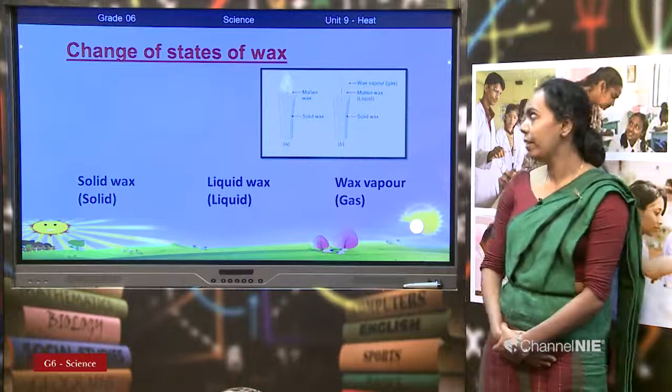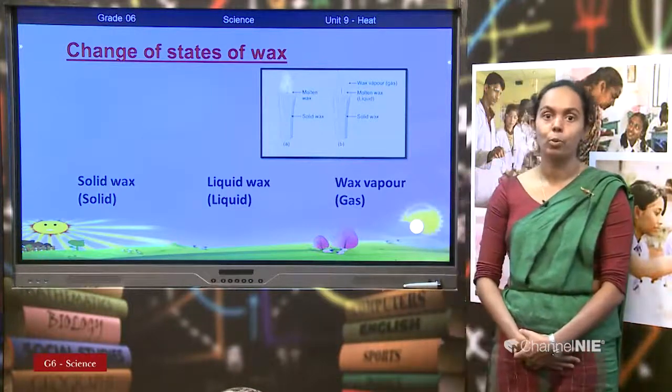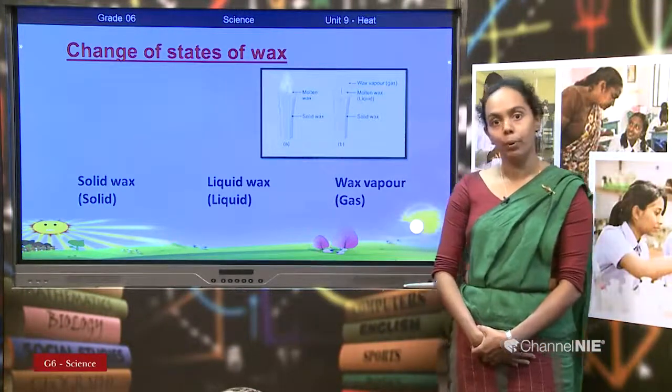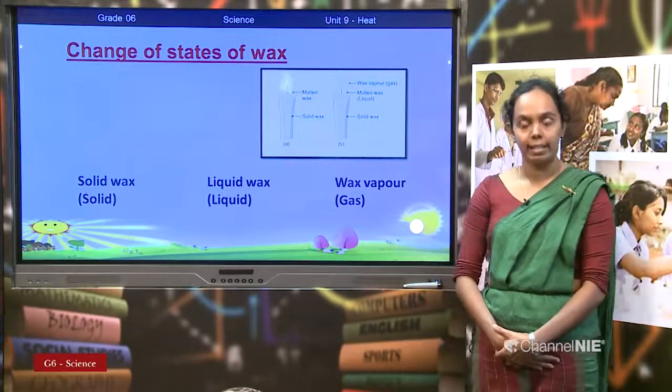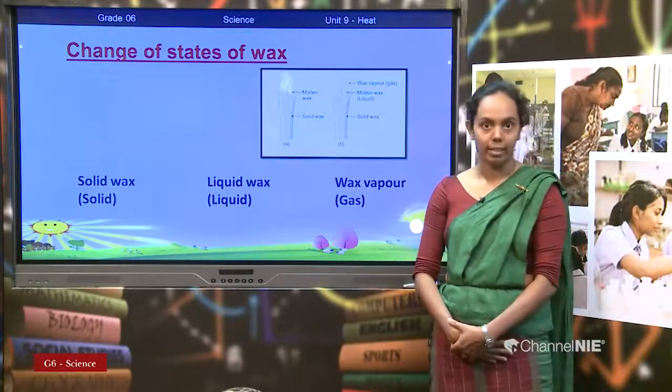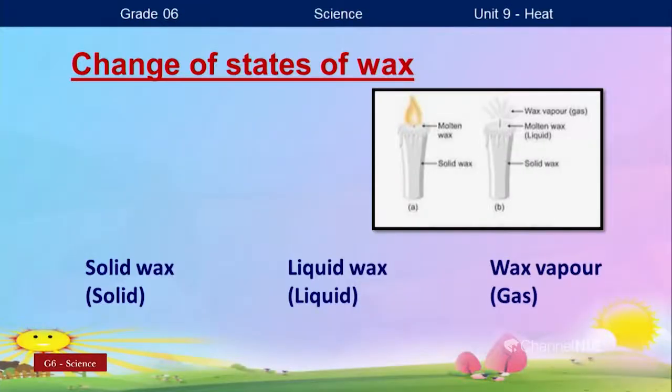Here we will see what happened to the wax when it is heated. You know, if we take a candle, candle is made up of wax. Wax is the solid state of wax. Now we will think what happened to the candle when it is lit. You know, when we light up the candle, the wax started to melt. That means wax becomes liquid wax. Then that liquid wax again absorbs the heat from the flame of the candle, and that wax becomes wax vapor.